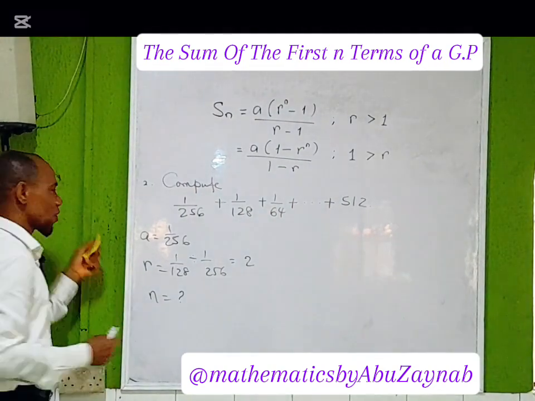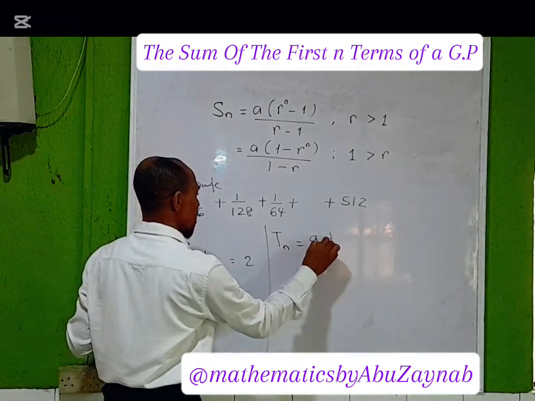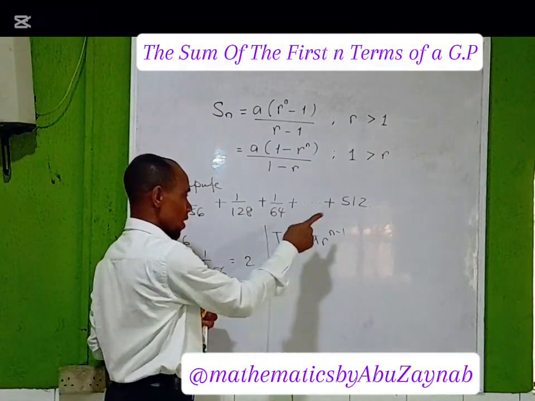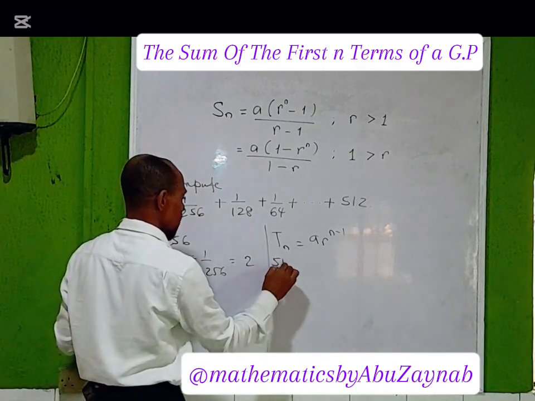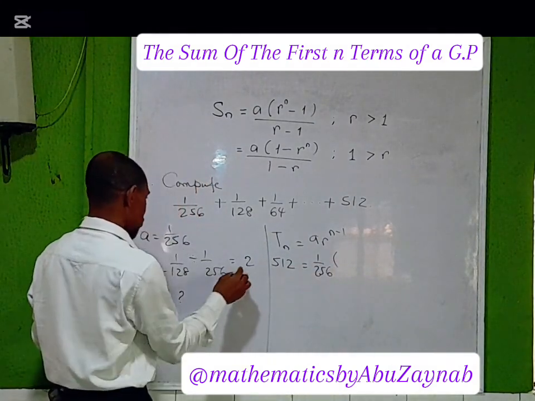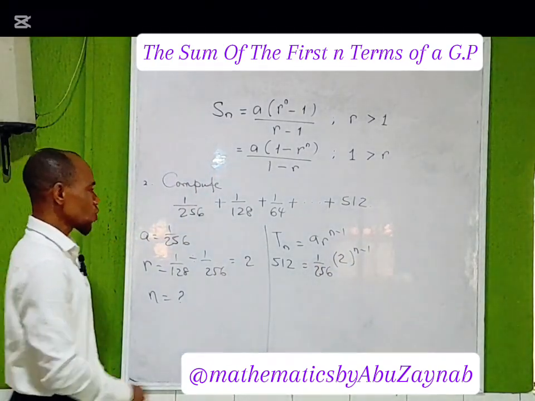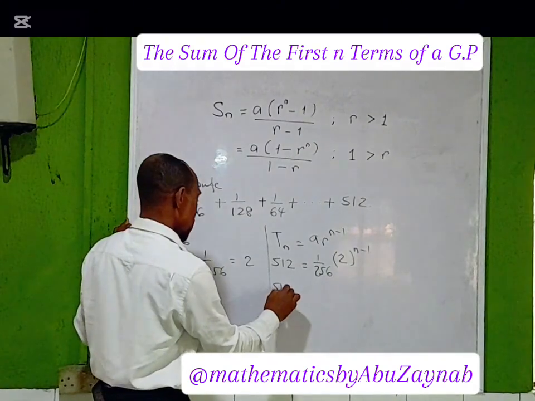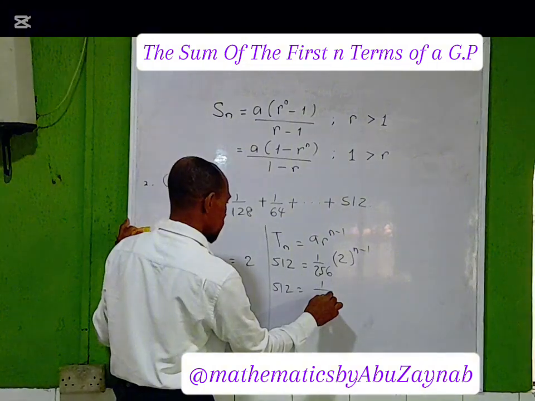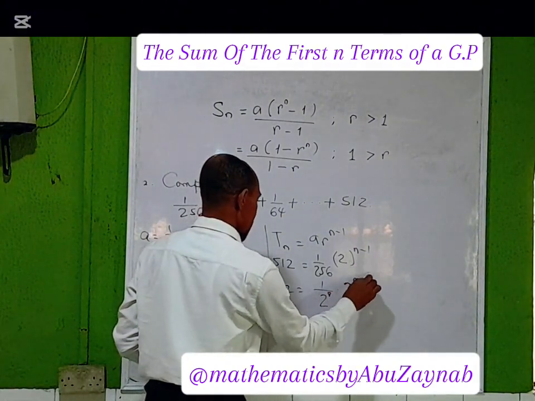And how will we do that other than using the formula for the nth term of the GP? Recall Tn = a r^(n-1). And don't forget, Tn represents the last term as well as the nth term. So the last term here is 512, equals a, which is 1/256, and r, as I have said, is 2, raised to power n - 1. So this is basically indices we are dealing with here. 512 equals 1/2^8 times 2 raised to power n - 1.